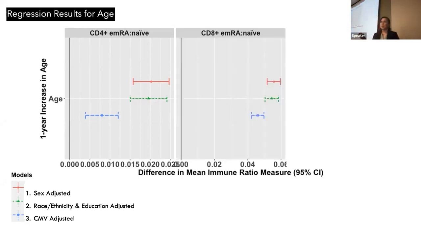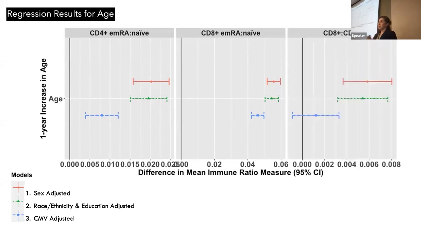This is in the CD8 compartment. You see a little bit of signal. Again, you see this attenuation in model 3 with the addition of CMV. And then in the CD8 compartment, you see an attenuation when you add in CMV all the way to the null. But you do see this increase in the CD8-CD4 ratio measure that's robust to controls for race, ethnicity, and education, which is model 2. So this is for age.